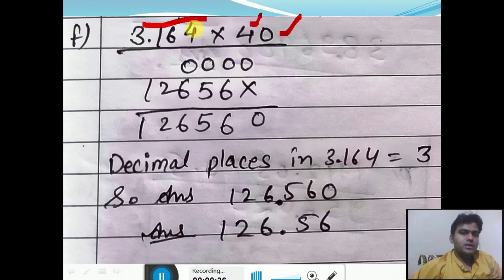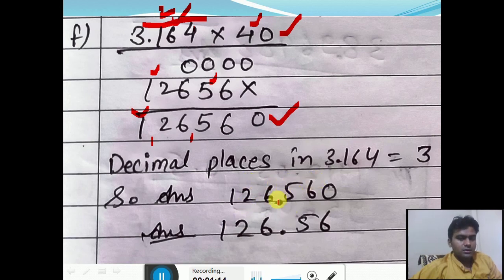4 4s are 16, carry over 1. 4 6s are 24, 24 plus 1 is 25, so I wrote 5 here. Now 2 is the carry. Now 4 1s are 4, plus 2 is 6. Now no carry is there. 4 3s are 12. So you got 1 2 6 5 6. Now add these all. So you will get 1,26,560. Okay. Now what you have to do, write the number as it is.